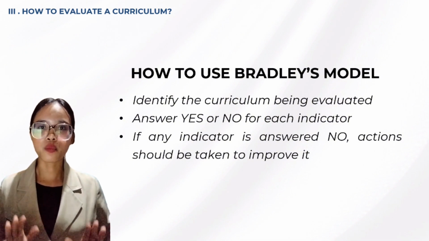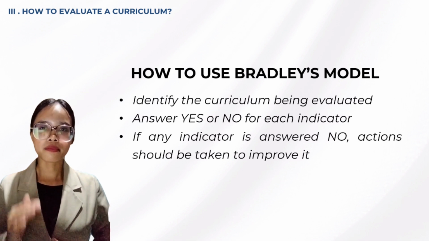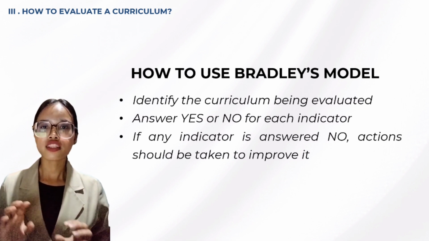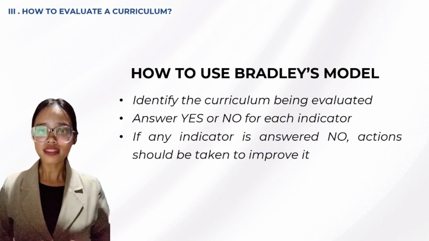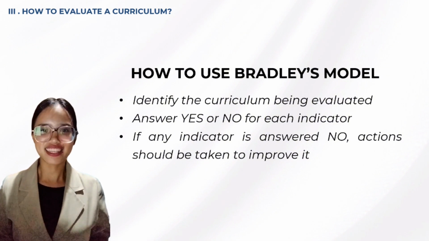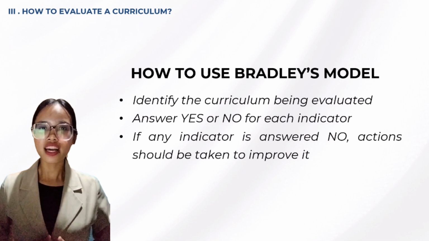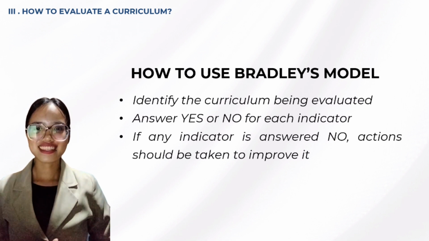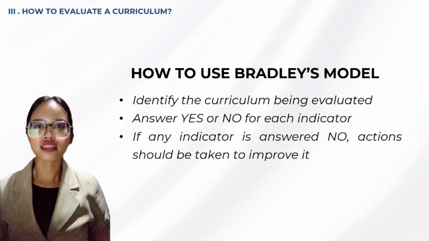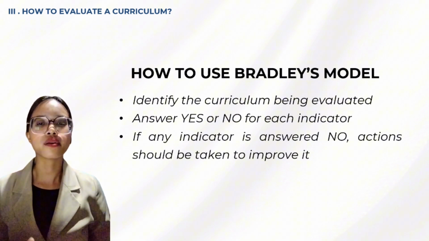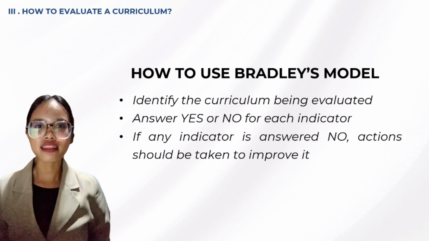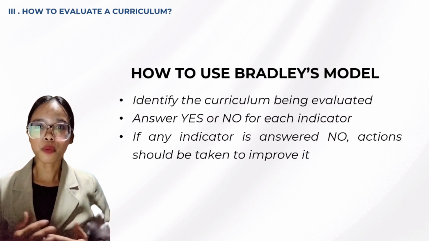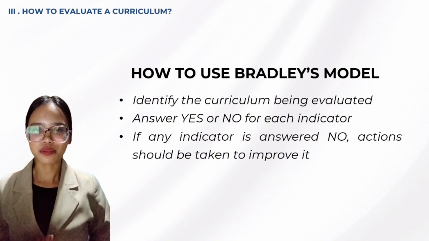So by systematically working through each indicator, from vertical and horizontal curriculum continuity to planned change and stakeholders' involvement, educators can gain a comprehensive understanding of the curriculum's strengths and weaknesses. This model provides a practical approach to ensuring that the curriculum is well structured, relevant, and effective in meeting its intended goals, ultimately supporting and enhancing learning outcomes.